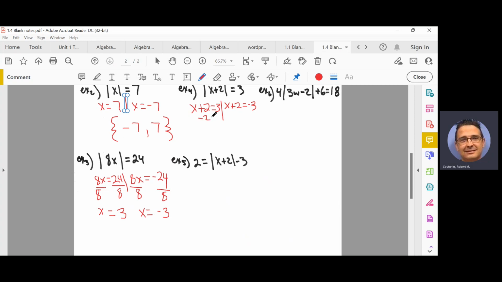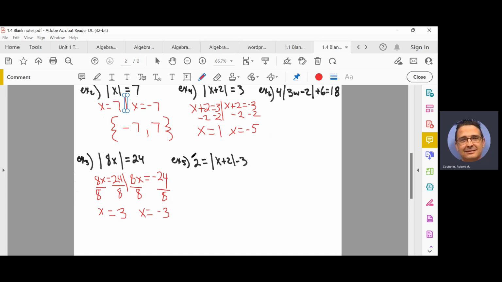So we subtract 2. Here we have an x is equal to 1. Here we subtract 2 from both sides of our equation. So x is equal to -5. And like that, you have your two solutions. Notice they're not the same as they were before, right? We don't have a positive and a negative of the same number because there were more than one term inside of this absolute value. That's what happens.